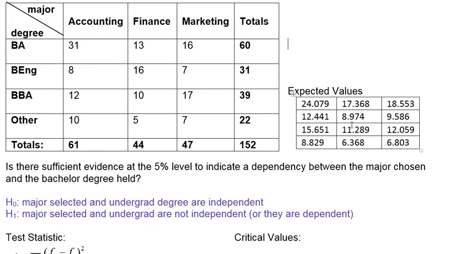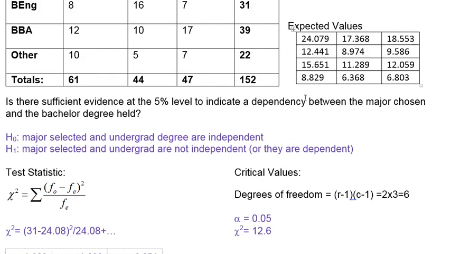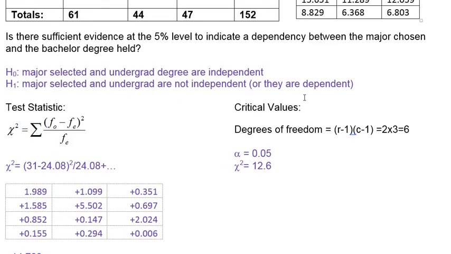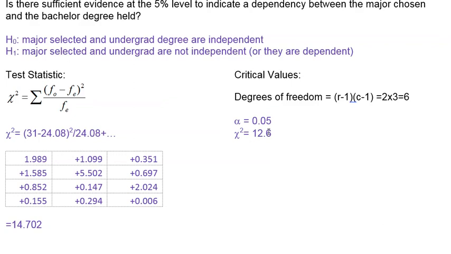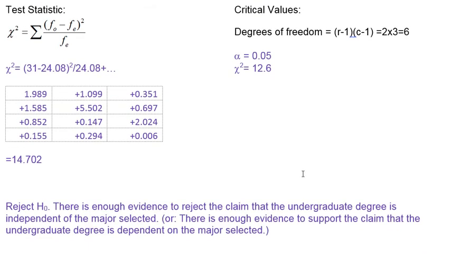So null hypothesis, independent; alternate hypothesis, not independent. Did our calculations, and again I showed them here. Critical value, test statistic. So our test statistic is right of the critical value. There is enough evidence to reject the claim that they're independent. Again, we could also say it the other way around. We could support the claim that they're dependent. So that's our examples on doing tests of dependency using chi-squared.